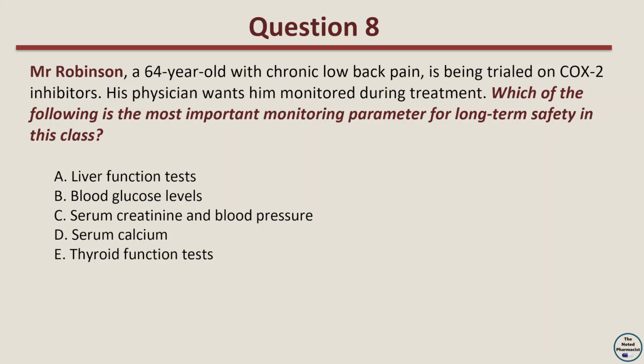Question 8. Mr. Robinson, a 64-year-old with chronic low back pain, is being trialed on COX-2 inhibitors. His physician wants him monitored during treatment. Which of the following is the most important monitoring parameter for long-term safety in this class? Option A, liver function tests. Option B, blood glucose levels. Option C, serum creatinine and blood pressure. Option D, serum calcium. Option E, thyroid function tests.